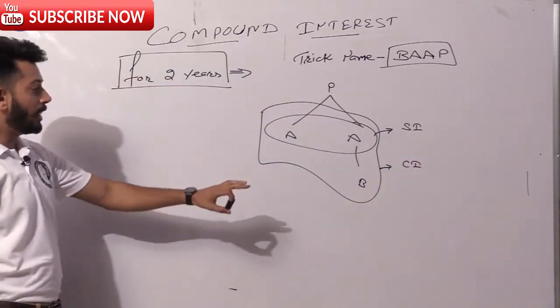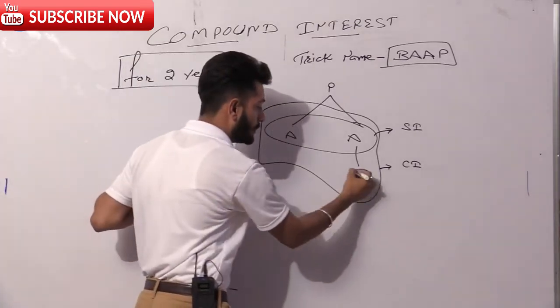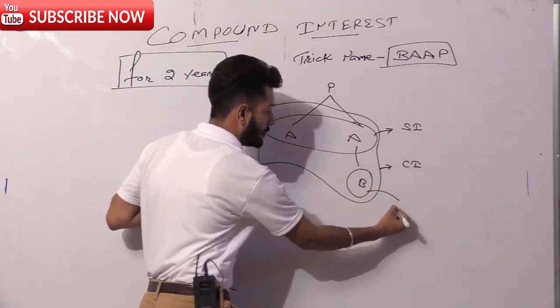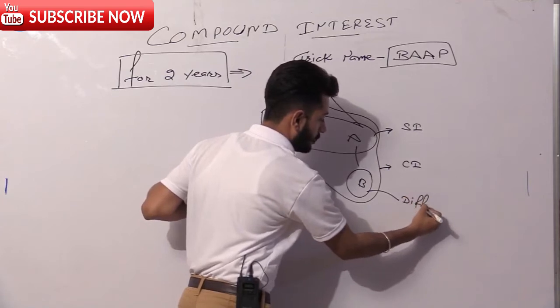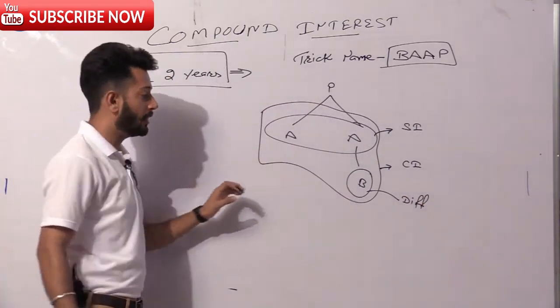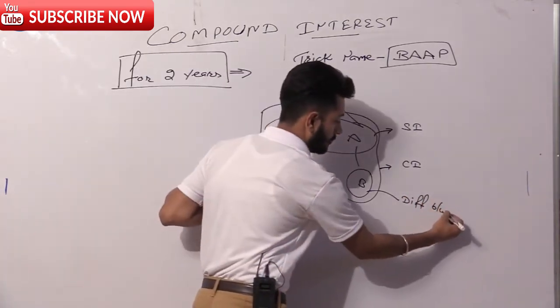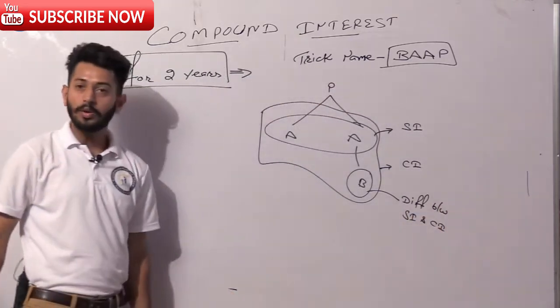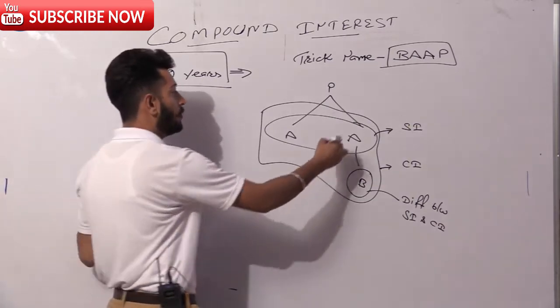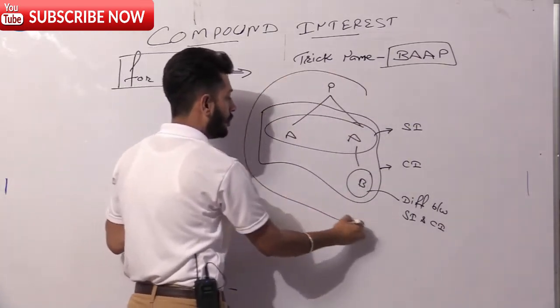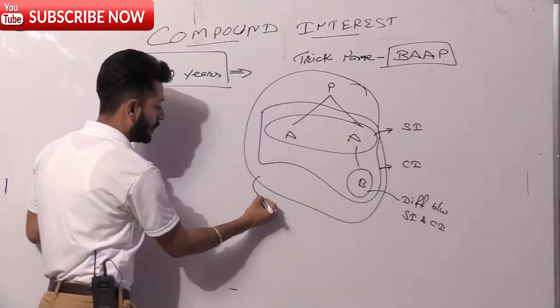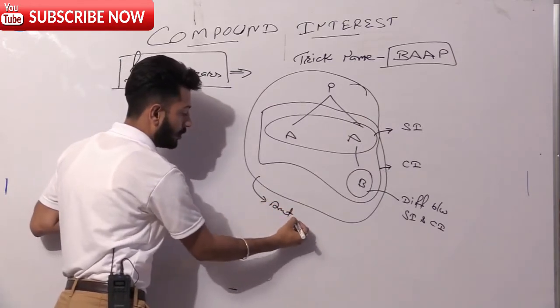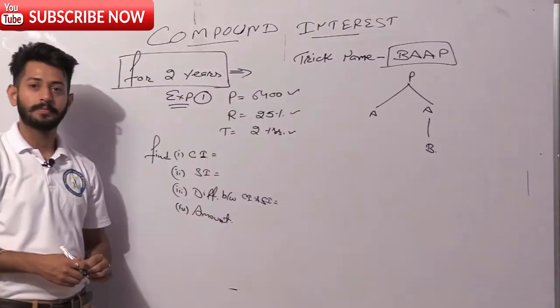If we have to calculate the value of the difference between SI and CI, we have to find the value of B. Difference between SI and CI. To calculate the value of amount, we will add all the numbers in the diagram. It gives us the value of amount.